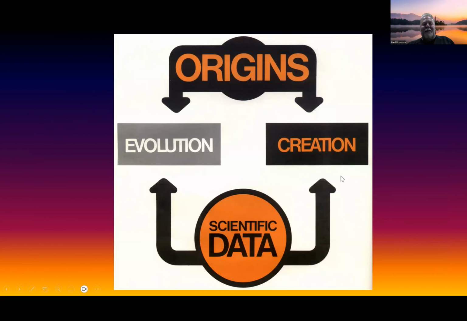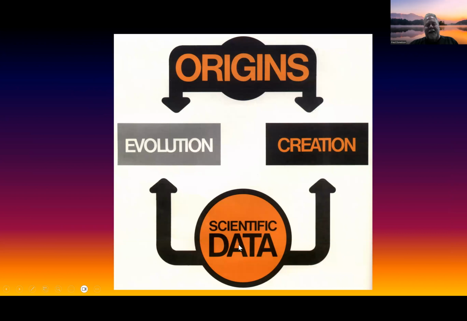We use this model evidence approach. The idea here is that origins is the thing that we're investigating. And so what we want to do, there's two ideas. Either we got here by chance, the evolutionary idea, or we were actually designed or created, and that's the creation idea. So these are two models that we have to kind of try to describe how we got here.